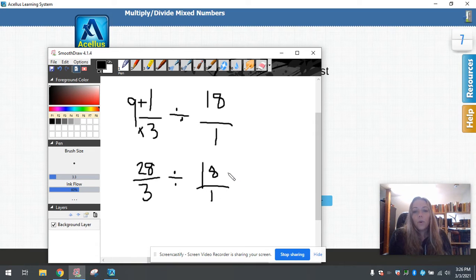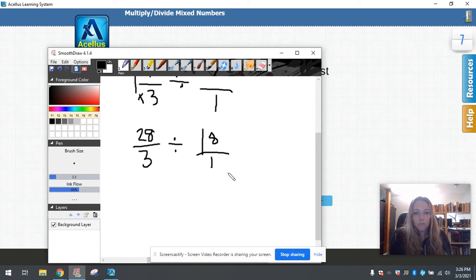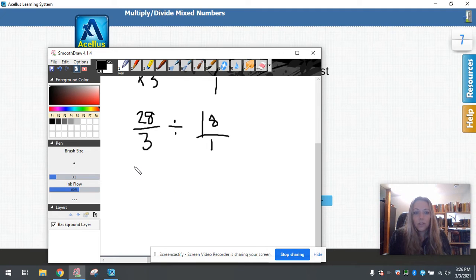Okay, and then I don't want to divide fractions. That's messy. So I'm going to turn this into a multiplication problem. Remember, the trick here when you're dividing fractions is this: copy, dot, flip. So I copy my first fraction. I put a dot to show we're switching this to a multiplication problem, and then I flip the second fraction upside down. Now I'm multiplying fractions, much easier.